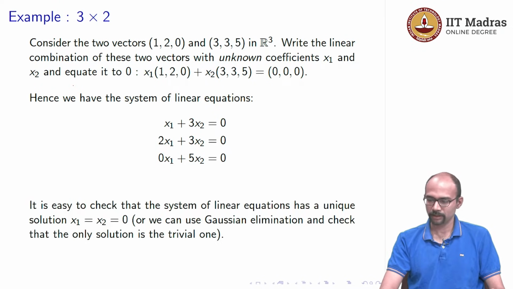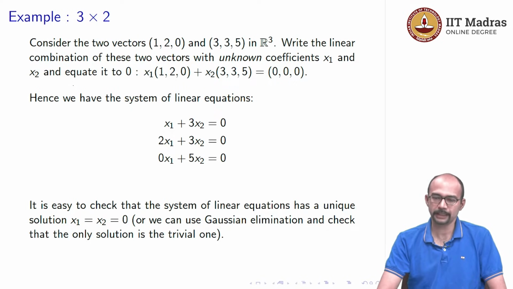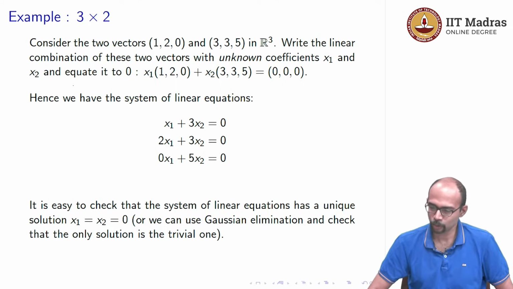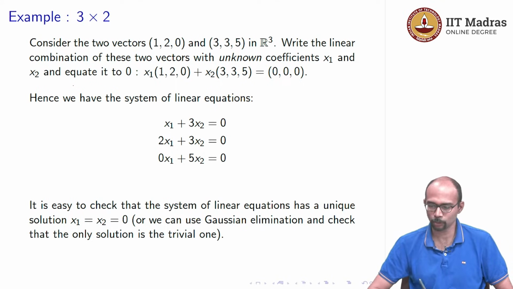And now, in this case it is actually easy to check that the only solution is where x1 and x2 are both 0, because the third equation gives you that 5 times x2 is 0, that means x2 must be 0, and then if you put that into the first equation, that tells you x1 must be 0. You need not cross check with the second equation, because we already know that x1 and x2 both 0 is a solution, because this is a homogeneous system. So, we have a unique solution, namely that x1 and x2 are both 0.